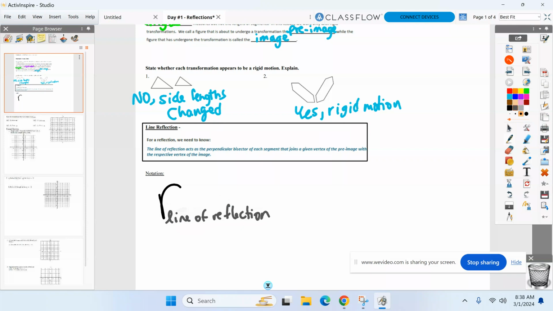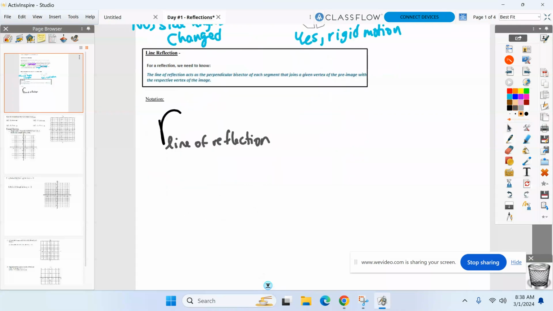So that's how reflections are going to come for us. Let me give you an example of what one's going to look like before we actually do them on a graph. So here's an example. Ready? Lowercase r, y-axis.